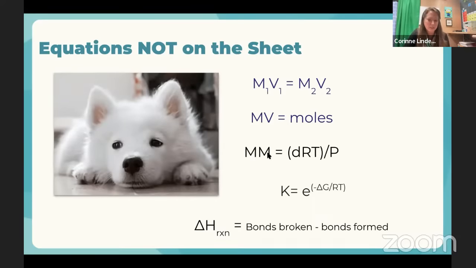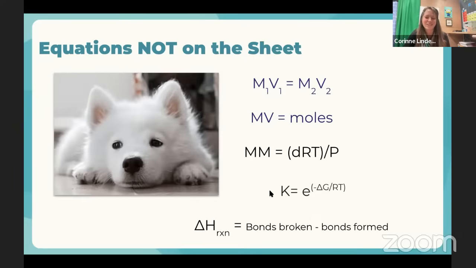I think I've covered all of these except for the molar mass one. So molar mass equals DRT: the density times the ideal gas constant times T, divided by the pressure. A lot of people remember this as "dirt." You put dirt over P. That's not a great way, but that's what everyone recommends.